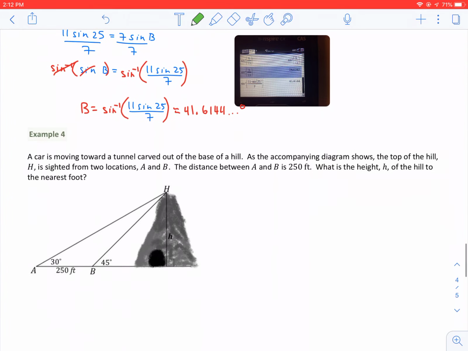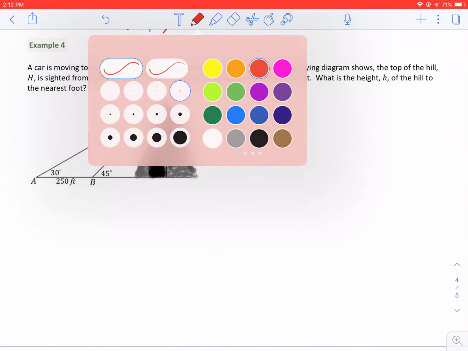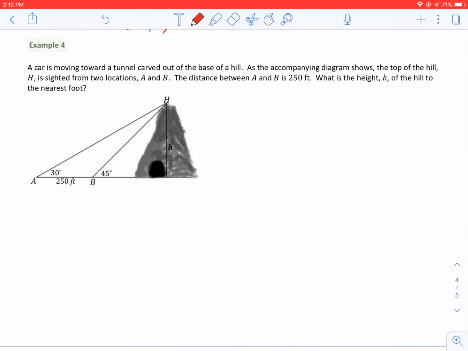A car is moving toward a tunnel carved out of the base of a hill. As the accompanying diagram shows, the top of the hill, H, is sighted from 2 locations, A and B. The distance between A and B is 250. What is the height H of the hill to the nearest foot? So I'm looking for this height.